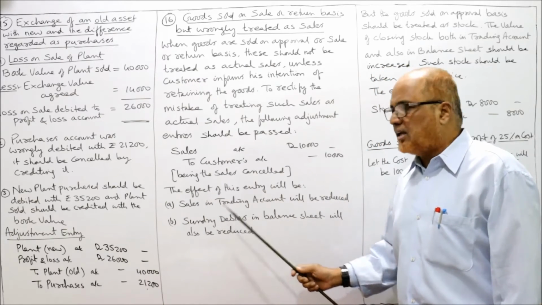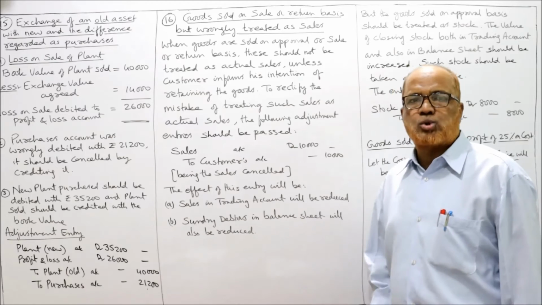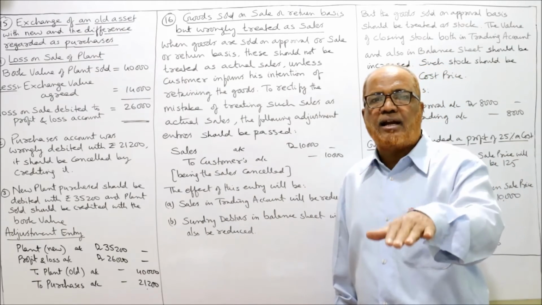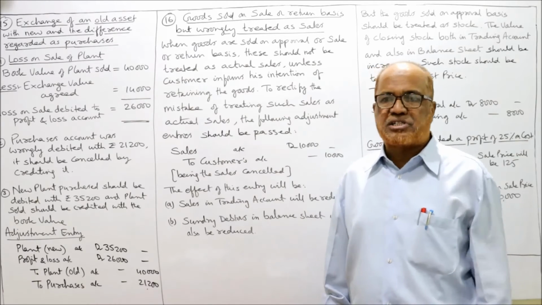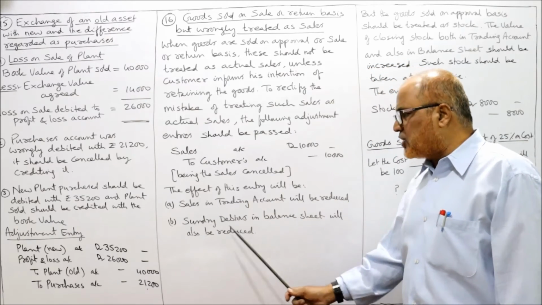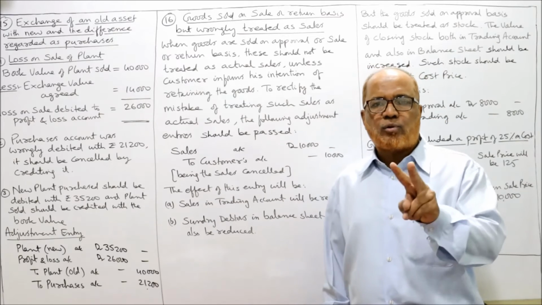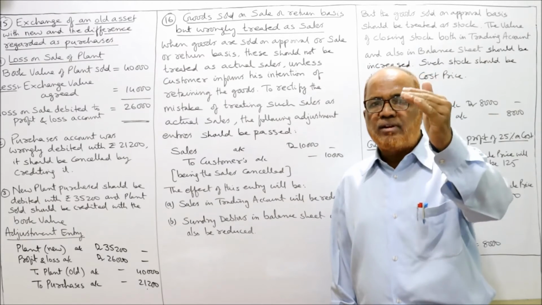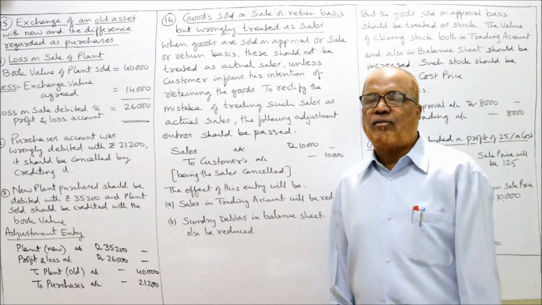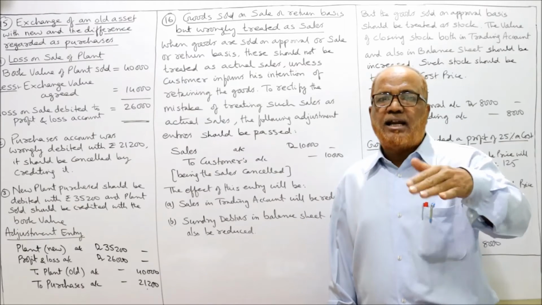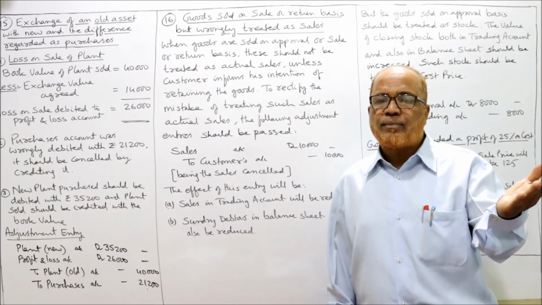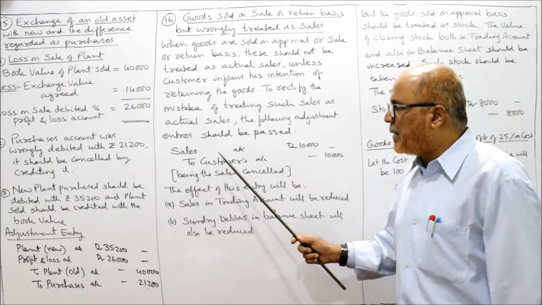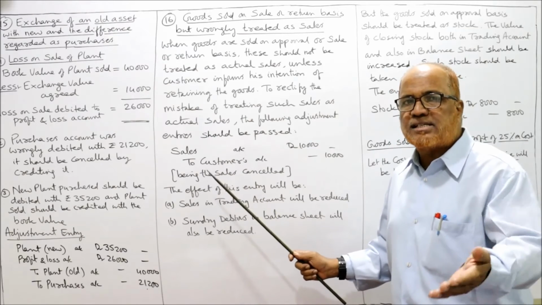The effect of this entry is sales in trading account will be reduced. By debiting sales account, the total sales will get reduced on trading account credit side. And the sundry debtors in balance sheet will also be reduced. So it has a twofold effect. One effect is the sales will get reduced on the credit side of trading account. Secondly, the debtors on the asset side of the balance sheet will get reduced. This is the impact of this entry. And I reverse the sales.